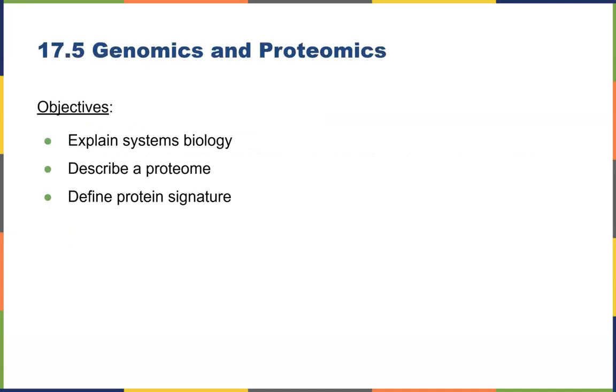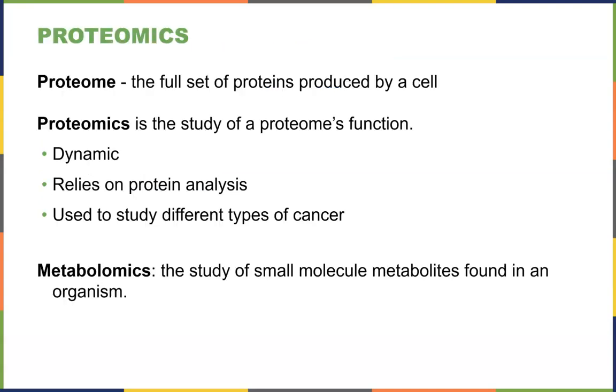Okay. And lastly, 17.5, Genomics and Proteomics. We're going to look at systems biology. We'll look at what a proteome is and protein signature. So let's start with proteomics. A proteome is a full set of proteins produced by a cell.